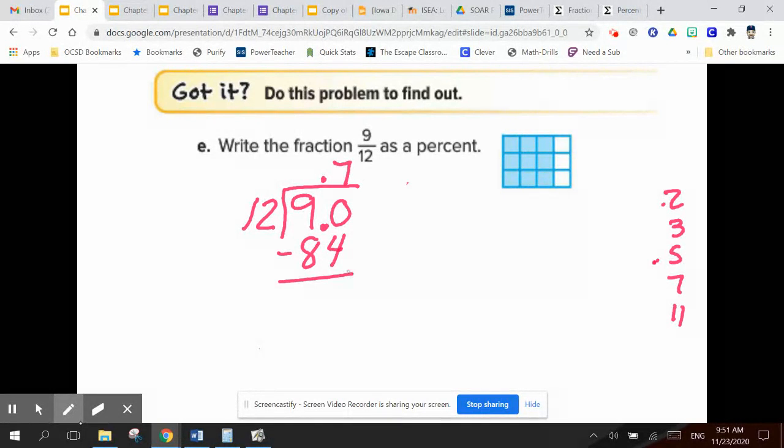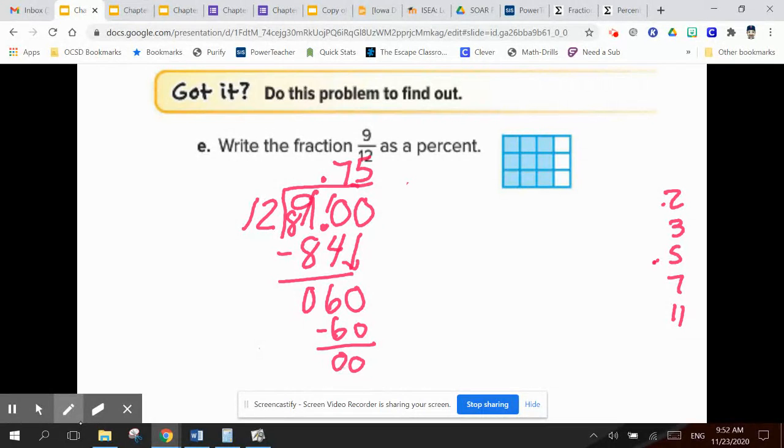I subtract. I cannot take 4 away from nothing, so I have to regroup. I take 10 away from the 9, and I add 10 ones. 10 minus 4 is 6. 8 minus 8 is 0. I still have a number here, so I have to add another 0 and bring it down. So now 12 goes into 60 5 times. 5 times 12 is 60. I subtract, and I get 0.